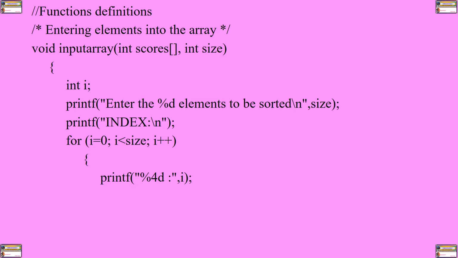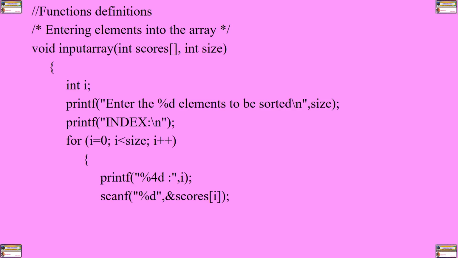One, it will display the content of memory location I, that is the index. So if it reads 0, it will display 0 spaced with 4 characters. Then it will request the user to enter a value. That value will be stored in the memory location called scores 0. That means the first position in the array.